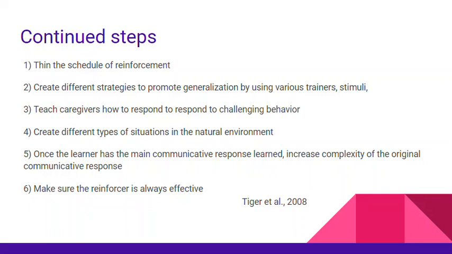And then the fifth step would be, once the learner has the main communicative response learned, increase complexity. So, for example, a communicative response might be "share," and then you would move on to them saying, "I want share," or just increasing that to be more complex than just saying the word share in the beginning. And then last, always make sure your reinforcer is very effective. That way they're always motivated to say this communicative response.